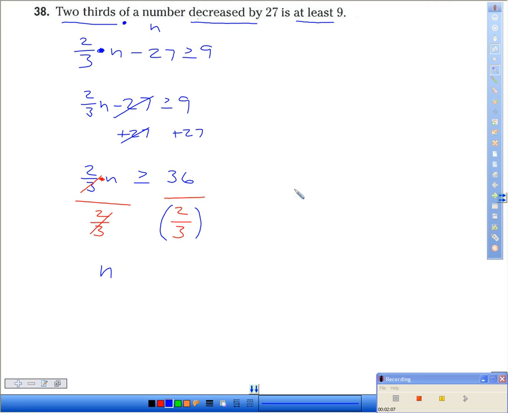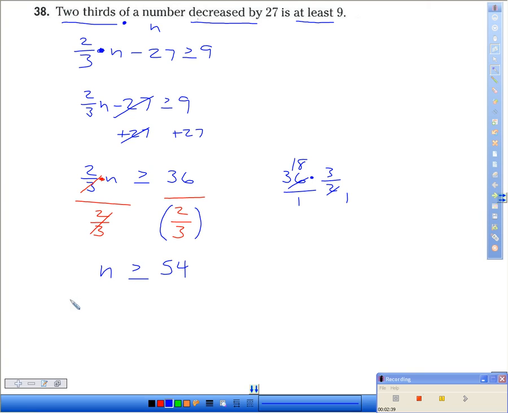Well, if we divide those without a calculator, that would be like 36 times 3/2. We could simplify the 36 and the 2 to make 18 and 1, and then if we multiply 18 by 3, we would get 54. So n is on the left side, 54 on the right side. Since we divided by a positive number, our sign is going to stay exactly like it was. So n is greater than or equal to 54.